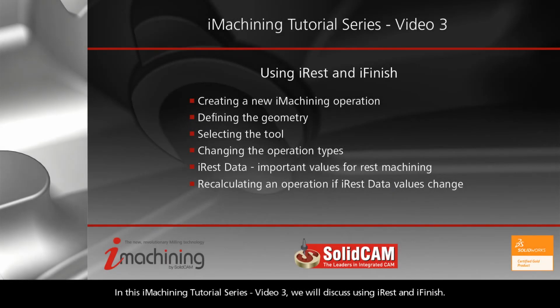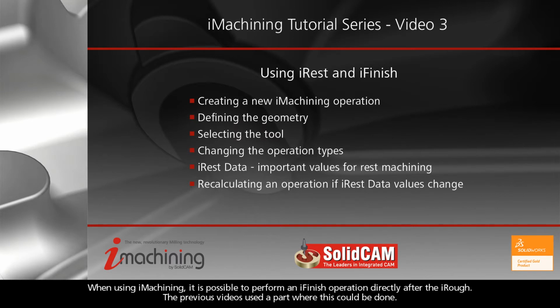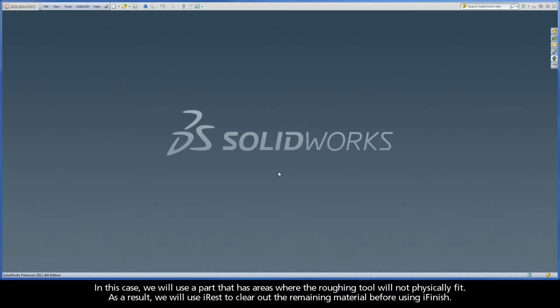In this iMachining tutorial series, video 3, we will discuss using iRest and iFinish. When using iMachining, it is possible to perform an iFinish operation directly after the iRough. The previous videos used a part where this could be done. In this case, we will use a part that has areas where the roughing tool will not physically fit. As a result, we will use iRest to clear out the remaining material before using iFinish.